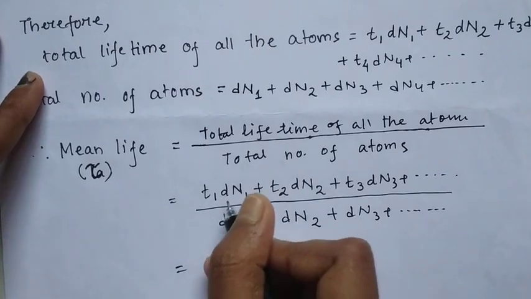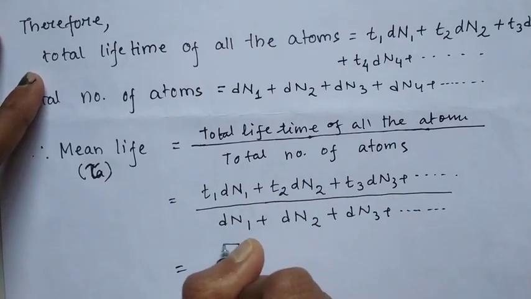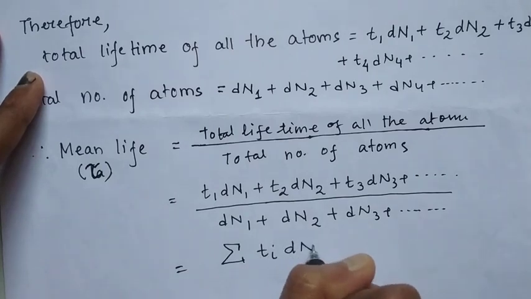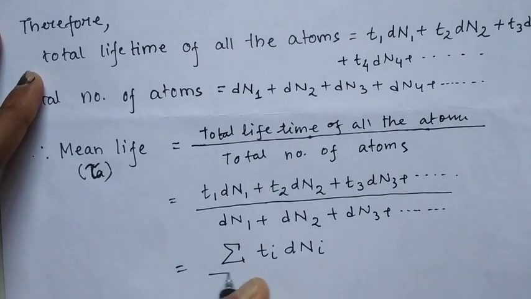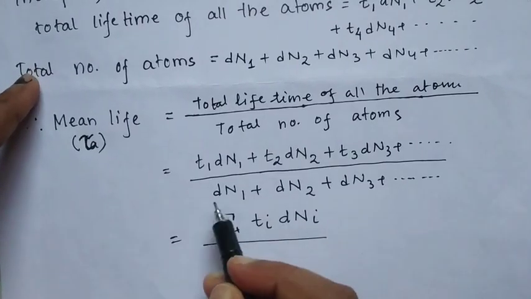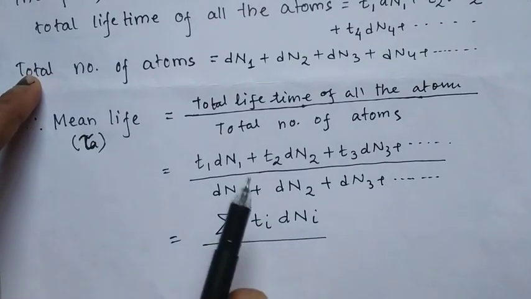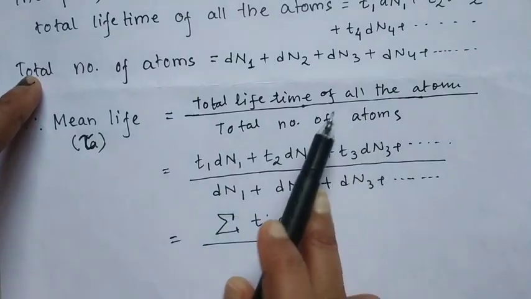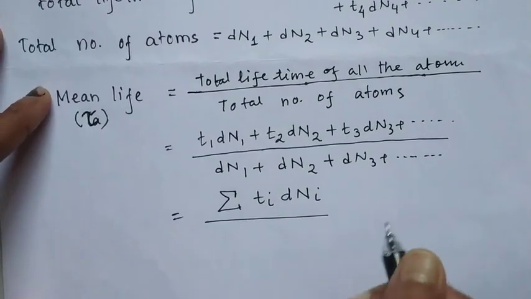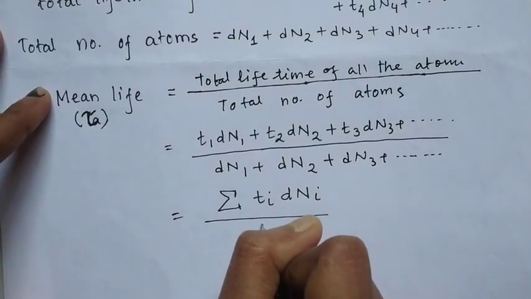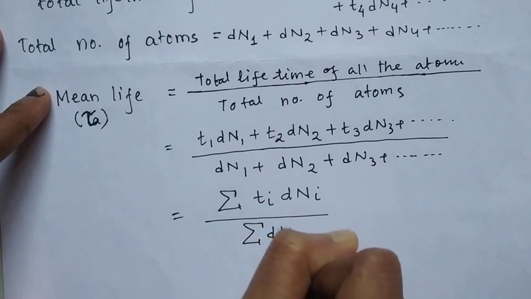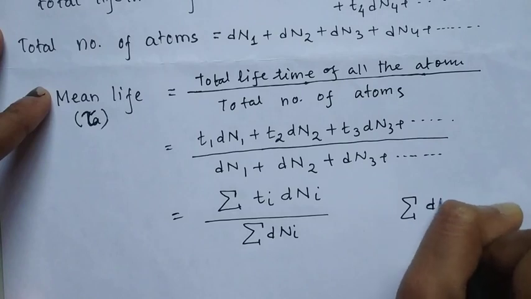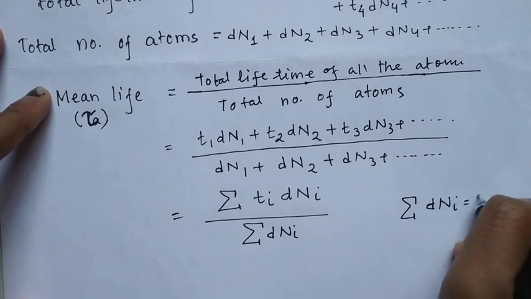So this t1 dN1 plus t2 dN2 and so on can be written as the summation of ti dNi, divided by, if we take the sum of all these groups of atoms, what we get? We get the total number of atoms present in that sample, which is the summation over dNi. Now the summation over dNi is the total number of atoms present in that radioactive sample, which is N0.